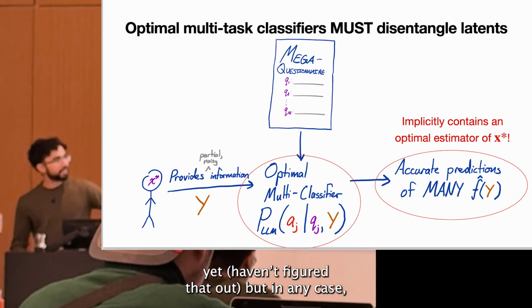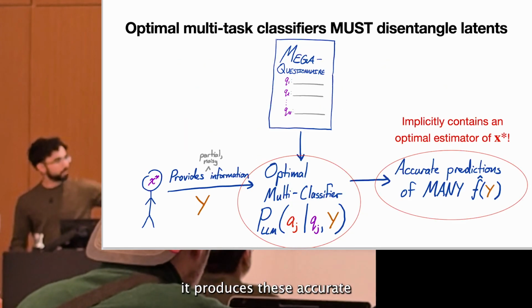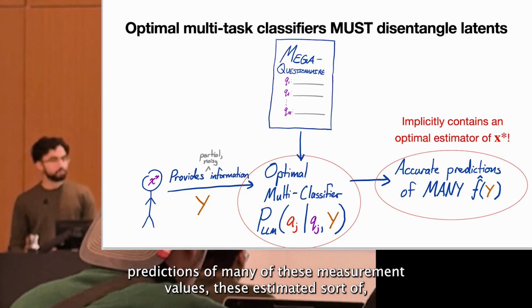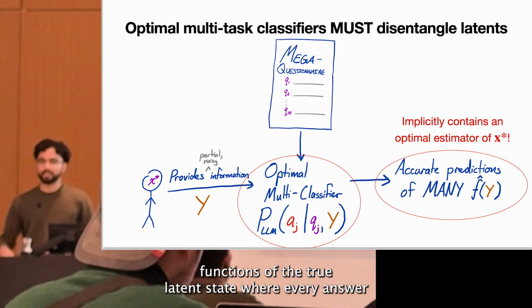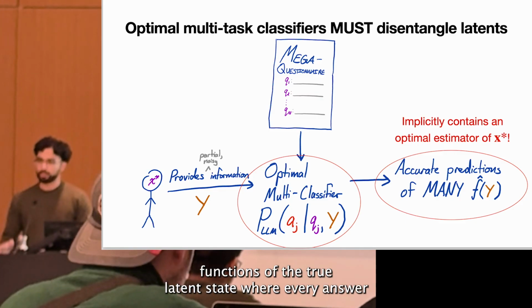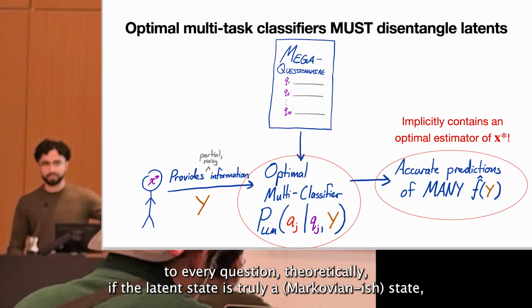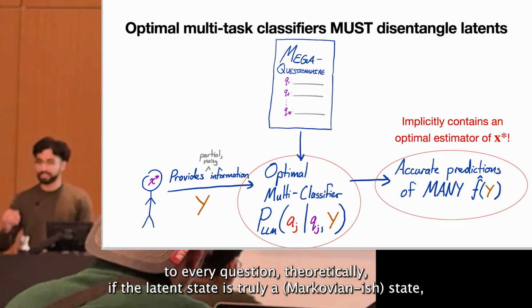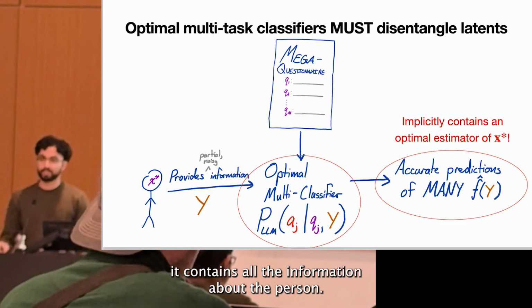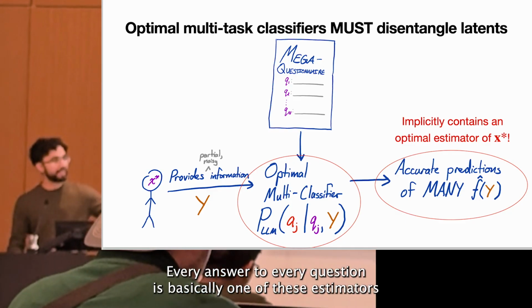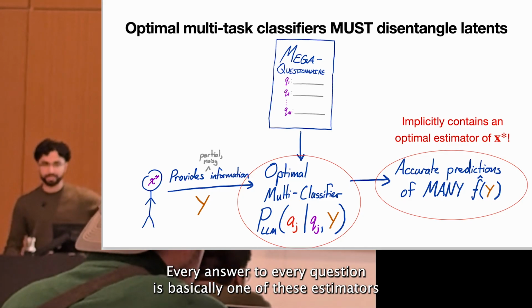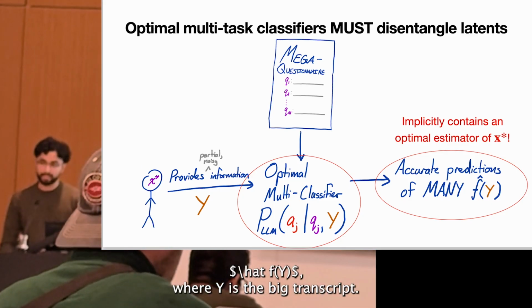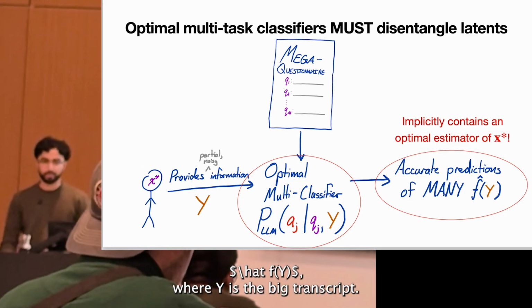But in any case, it produces these accurate predictions of many of these measurement values, these estimated functions of the true latent state, where every answer to every question, theoretically, if the latent state is truly a state, it contains all the information about the person. Every answer to every question is basically one of these estimators, this F hat, in this case of Y, which is the big transcript thing.